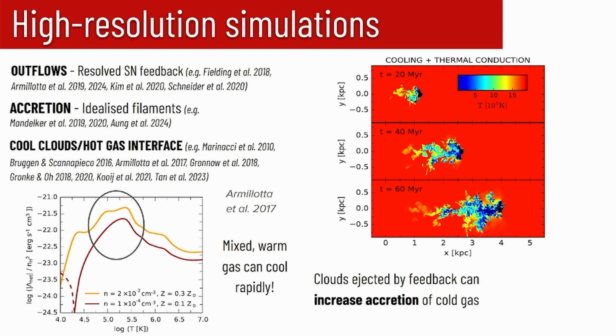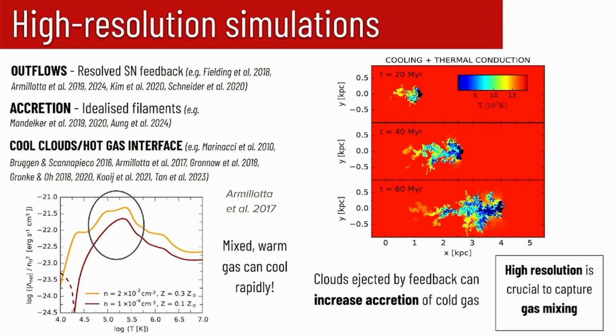And this result is important because this is a clear example of positive feedback, because you can increase with these clouds the amount of cool gas, and this additional cool gas can then accrete into the galaxy and feed and regulate the star formation of the galaxy itself. But what's important here is that the high resolution is crucial to capture the mixing between the different phases, and so to see this effect, otherwise you will miss it altogether.